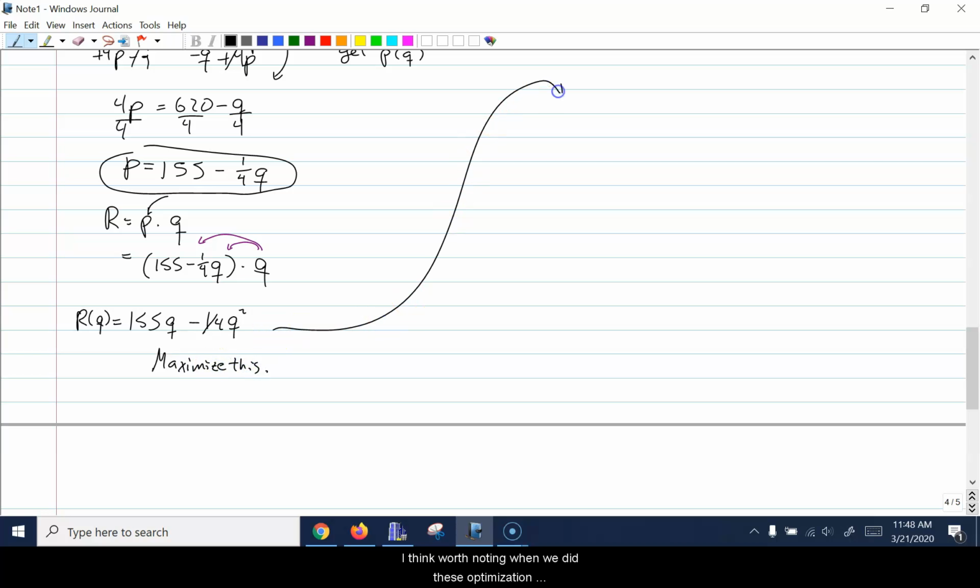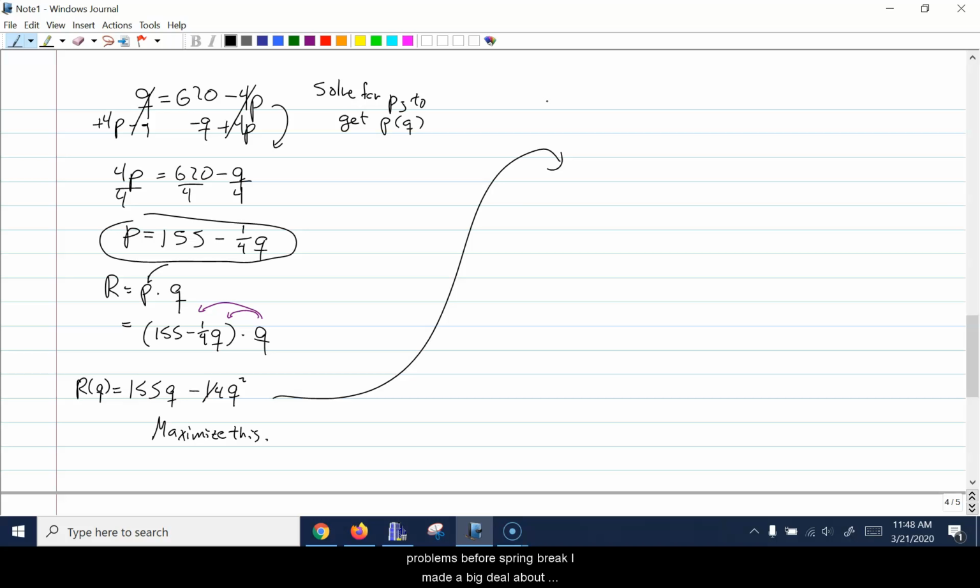A thing worth noting, when we did these optimization problems before spring break, I made a big deal about thinking about the domain. By and large, we don't think too much about the domain in these contexts. It is true that if I graphed that formula for the price and quantity, like the demand curve, it becomes negative at a point and the problem stops making sense. So really I should cut it off there. But when the price or quantity goes negative, that means the revenue also goes negative. So that's not going to turn out to be the maximum.